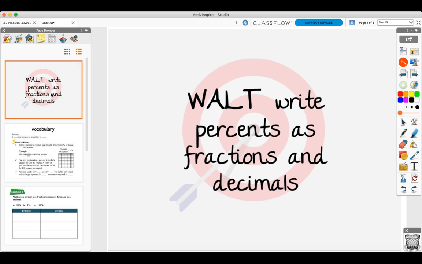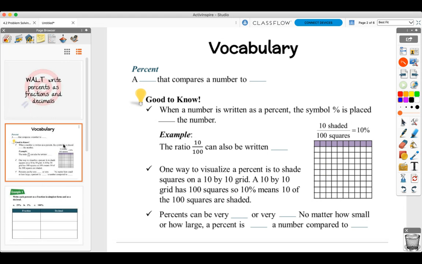Hi everyone. Today's lesson is to write percents as fractions and decimals. Okay, so let's go over some vocabulary.